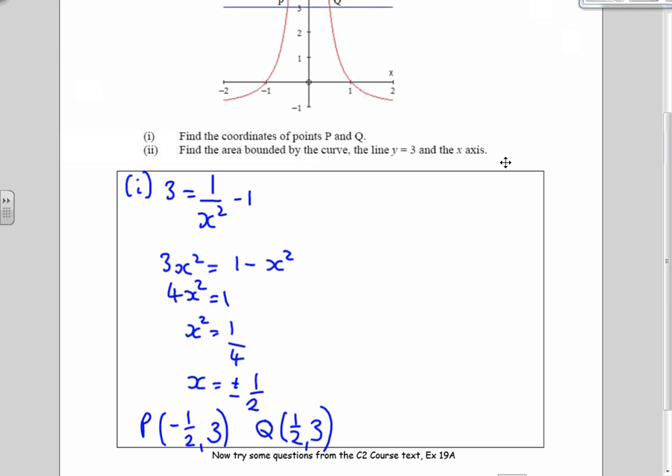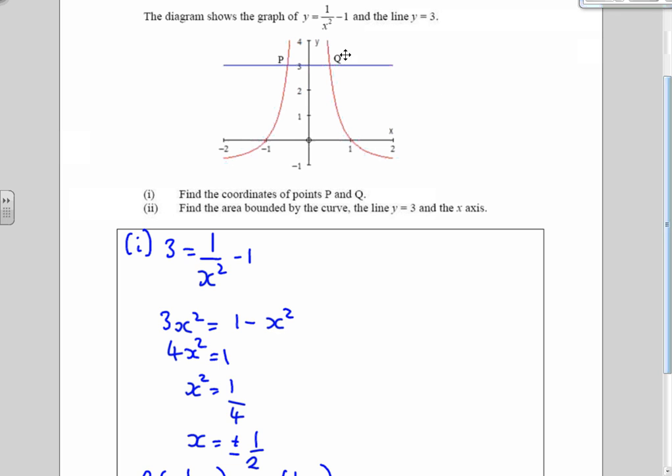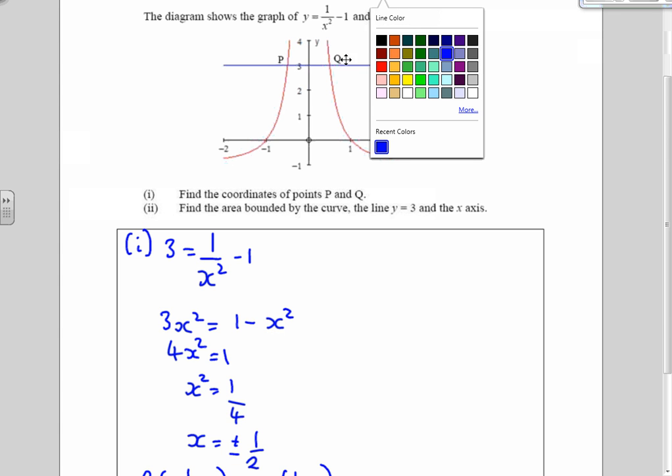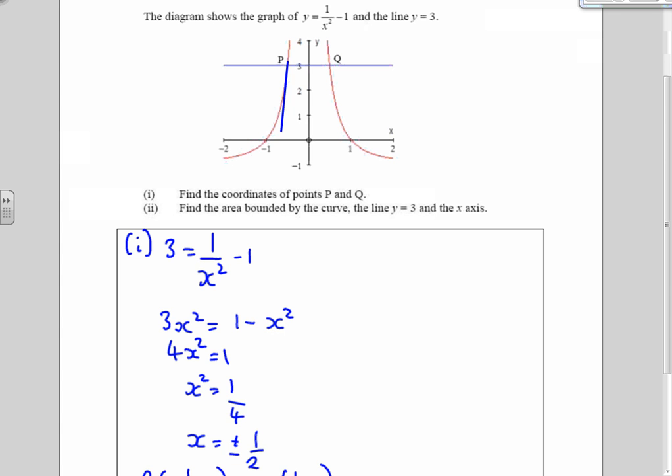So next we're asked to find the area bounded by the curve and the line y equals 3 and the x-axis. So we're looking for this area here, but if I draw lines straight down, then I can just find the area under the curve between minus a half and minus 1, and a half and 1. So that would give me these two areas here, and then add on the area of the rectangle in the middle.